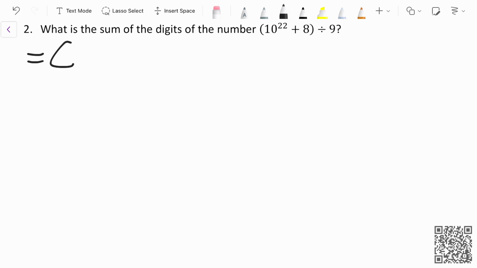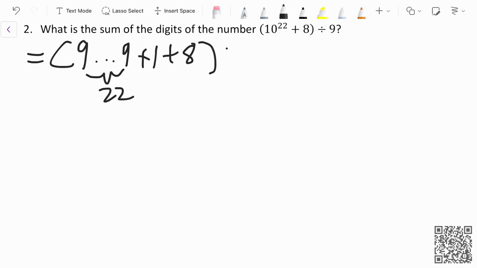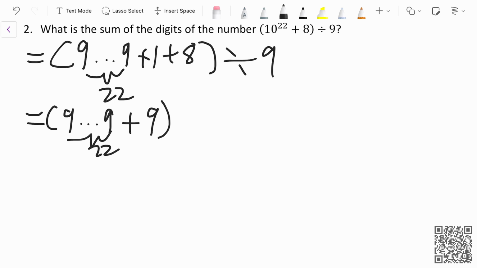So this would be equivalent to, there would now be 22 9s, plus 1 from the one that we just took away, plus 8. So this is still equivalent to our original expression. Now we can combine this to get something like this, divided by 9. So now we can lift our parentheses here.